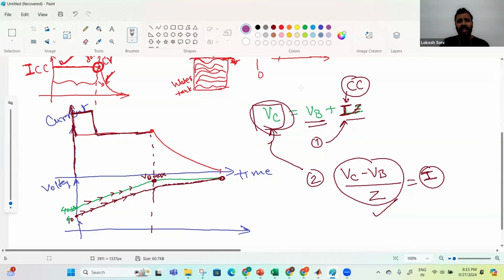Similarly, MCC is done. What happens in MCC? You start with CC value, but at the end part, you start reducing the current like this. Okay.